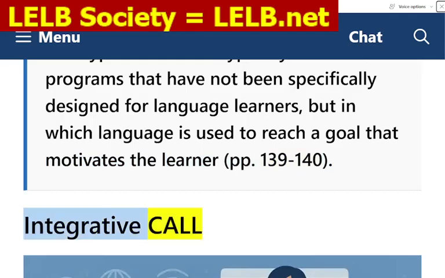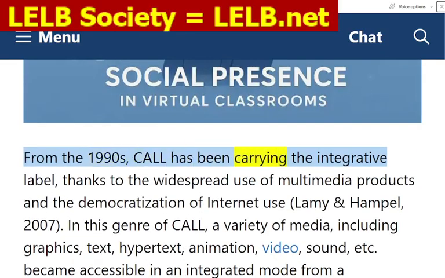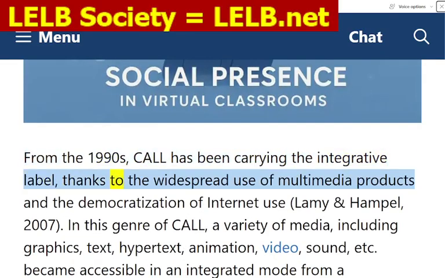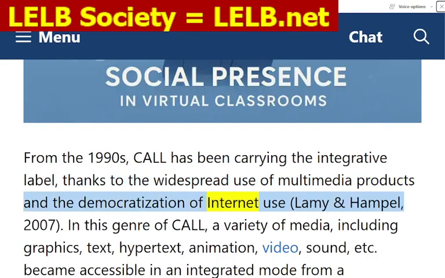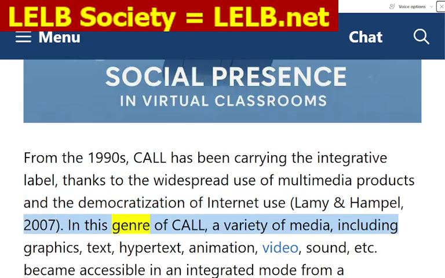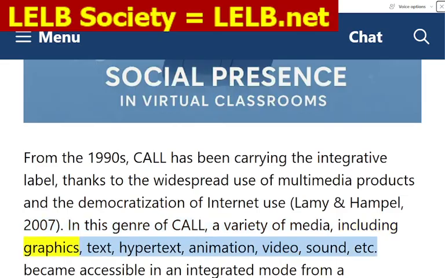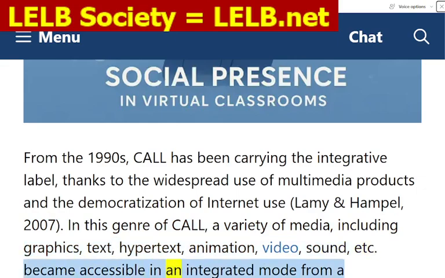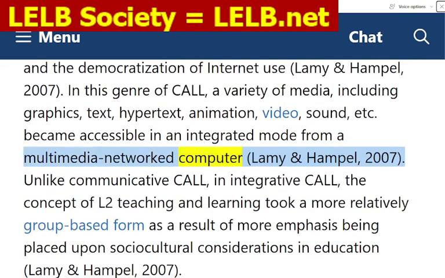Integrative CALL. From the 1990s, CALL has been carrying the integrative label, thanks to the widespread use of multimedia products and the democratization of internet use. Lamy and Hampel, 2007. In this genre of CALL, a variety of media, including graphics, text, hypertext, animation, video, sound, etc., became accessible in an integrated mode from a multimedia network computer.